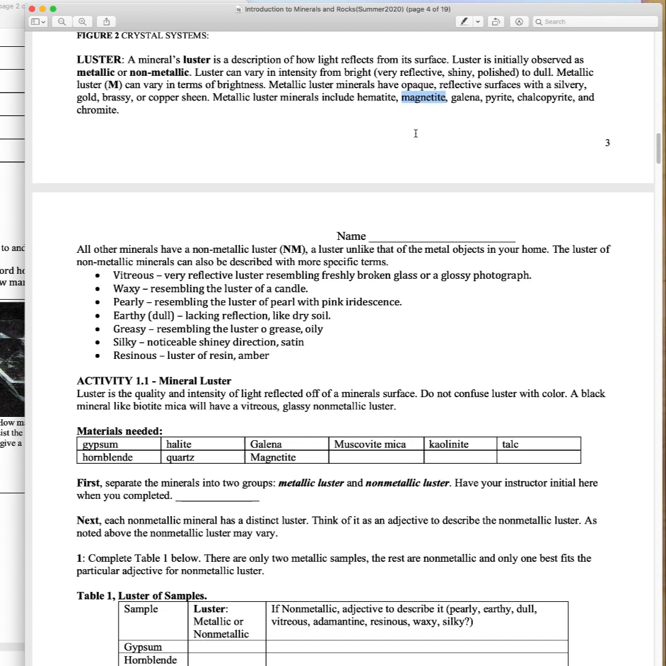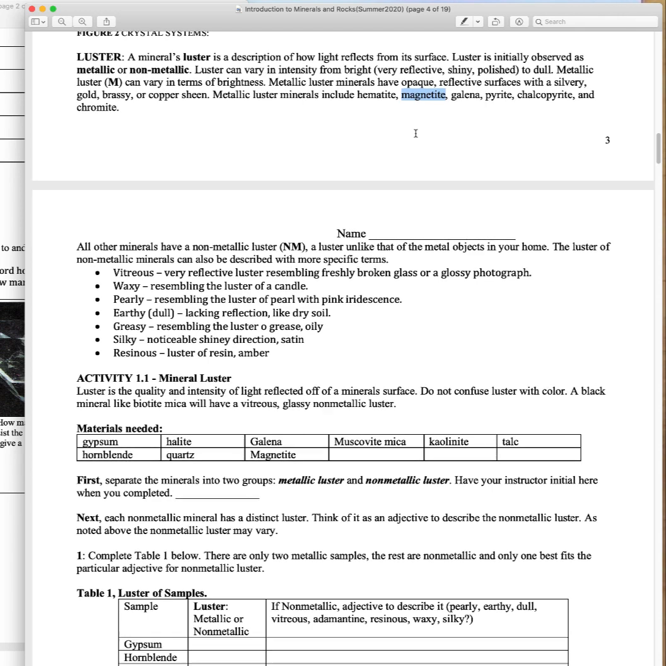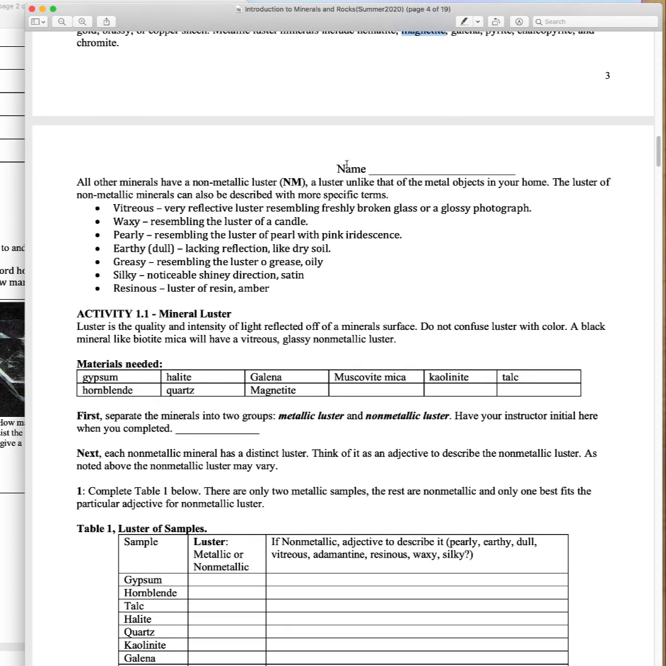When we're looking at the metallic versus non-metallic luster, for the non-metallic category, NM here, we're looking at some adjectives. And I always tell students, what does it look like to you? And vitreous is a term that we all want to use here. It describes glassy, kind of like broken glass, shiny, brilliant. Vitreous luster is common. For example, quartz can have some vitreous luster.